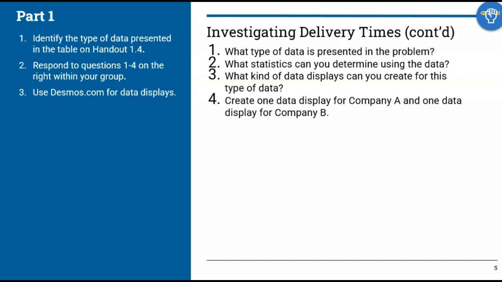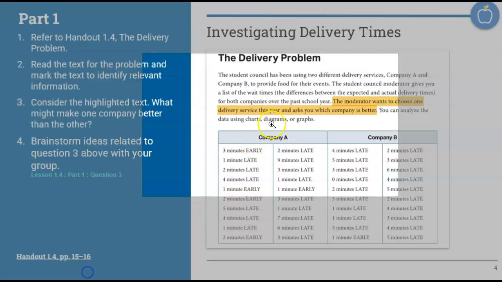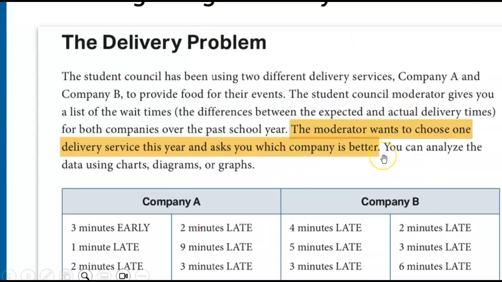And what is that quantity? Like, what are we looking at? Yeah, early or late. The deliveries, what are they delivering? Food, okay? And then what statistics can you determine using the data? Well, what is the problem asking me? Let's go back. What is the problem asking me to decide?